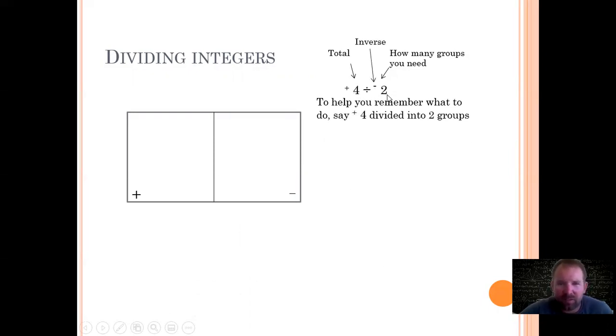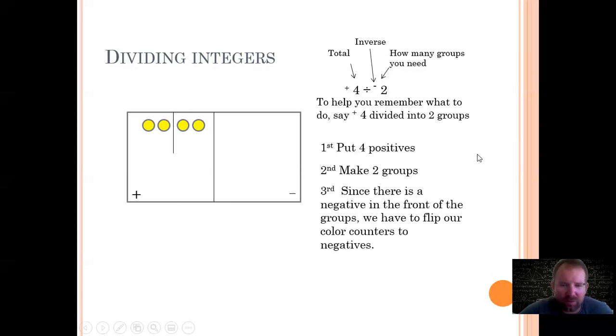All right. So what we got to do here, we're going to have a total of 4. We're going to divide this into 2 groups. First, put up our positive 4 counters. 1, 2, 3, 4. Now we just need 2 groups. Separate it right down here in the middle, just like that.